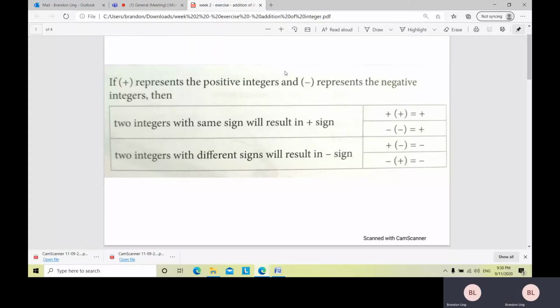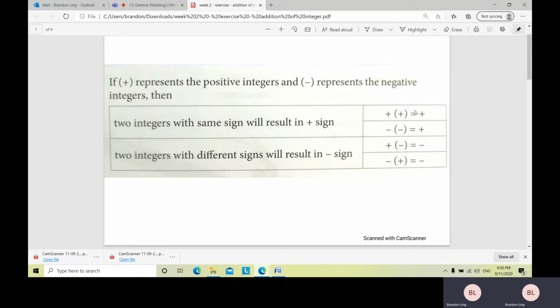Hi, today we'll be doing integer addition, okay? The rule of thumb is that if you see this table here, there are two columns. The column on your left says that if two integers have the same sign, this will result in the positive sign, okay?